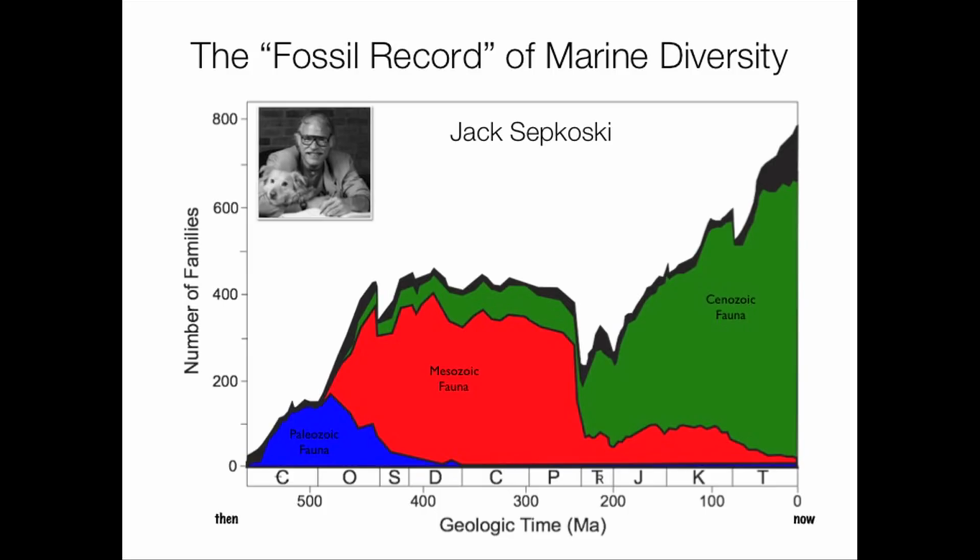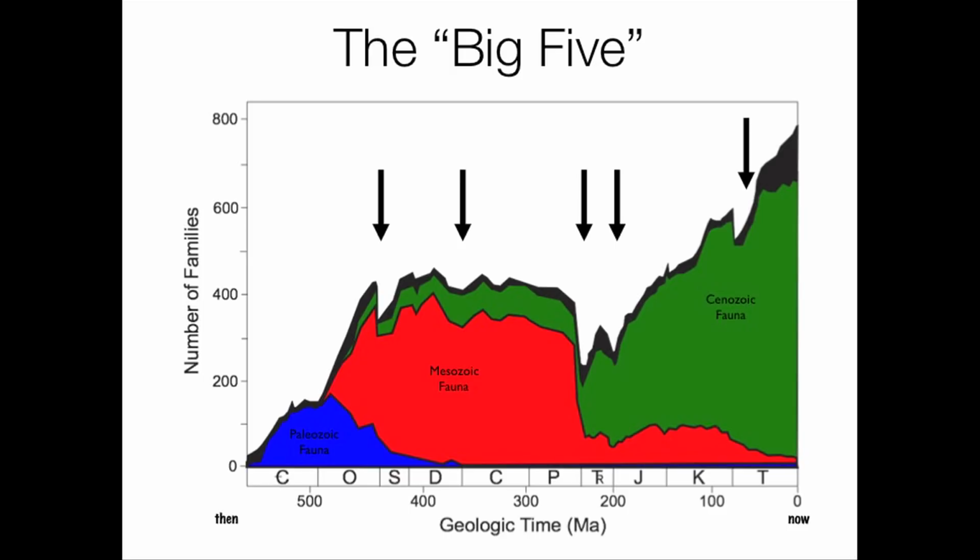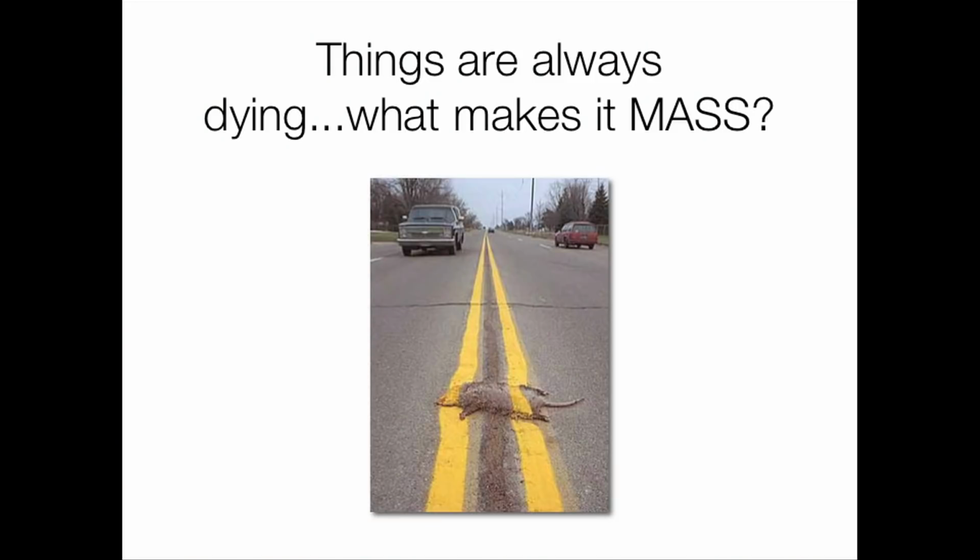And apparent in this curve are 5 inflection points. All right, and so these are what are called the big 5 mass extinctions. And you can see them pretty easily on this graph. You can see this one, which is certainly the largest, and we are over here somewhere. OK, so I just showed you these inflections, but what makes them mass extinctions? And one of the questions is, things are always dying, things are always going extinct. What makes a mass extinction mass?